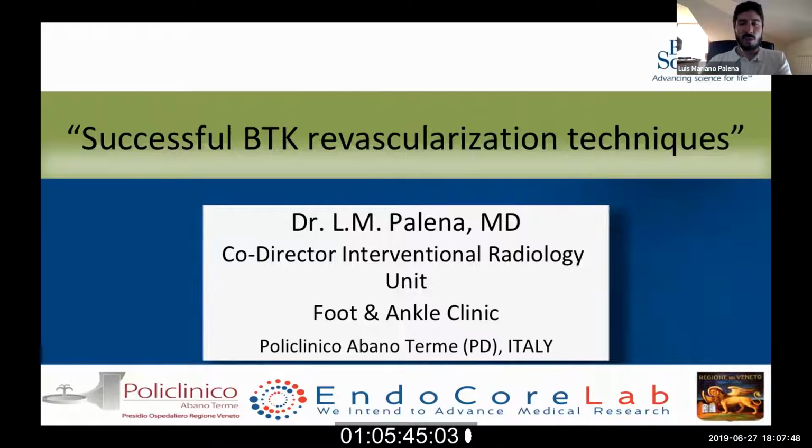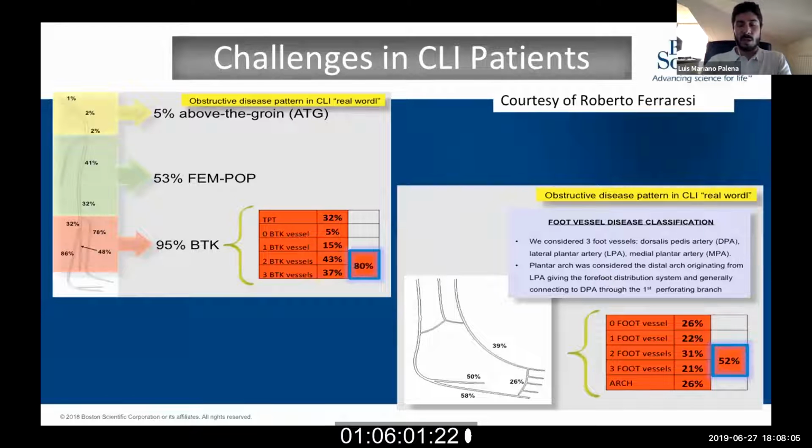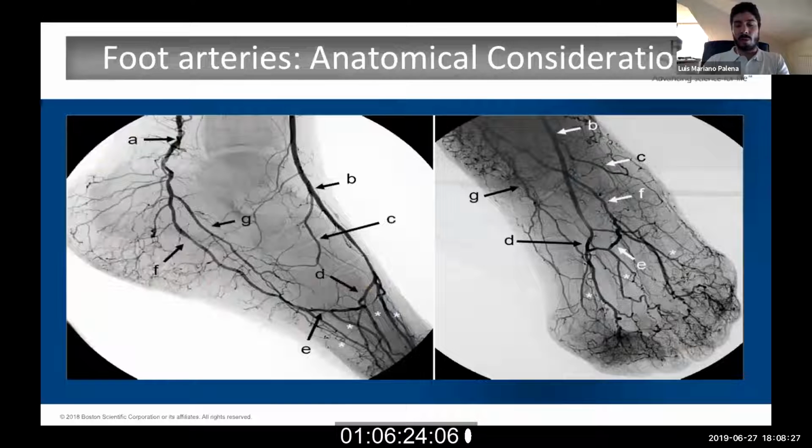I'm an interventional radiologist dedicated to CLI treatment. The topic of today is to discuss the successful BTK revascularization techniques. As Ralf mentioned during the introduction, we are going to talk about very sick patients affected by multi-level and multi-vessel arterial disease with 80% of tibial arteries involvement and 50% of foot arteries involvement. When we discuss that, we talk about CTOs, really long and many times calcified occlusions. It's important to approach these patients.